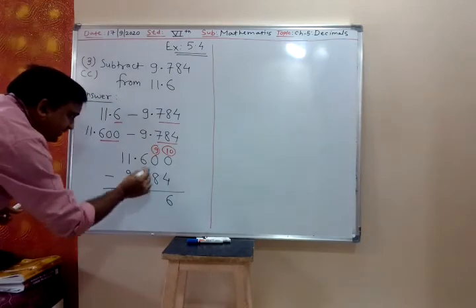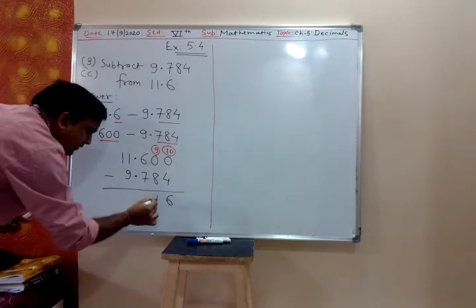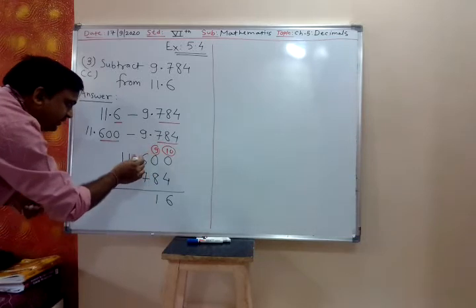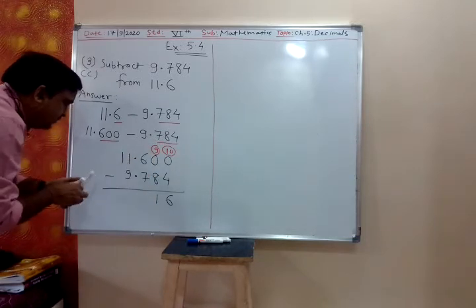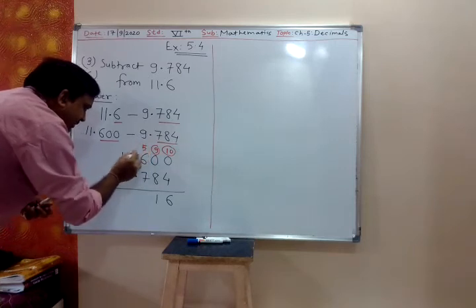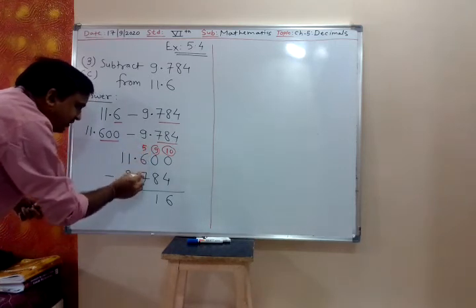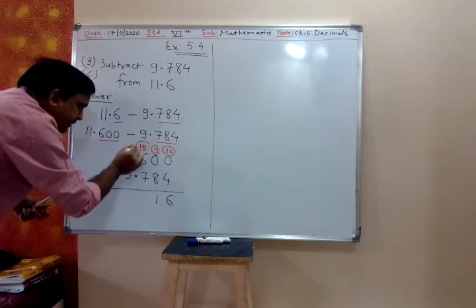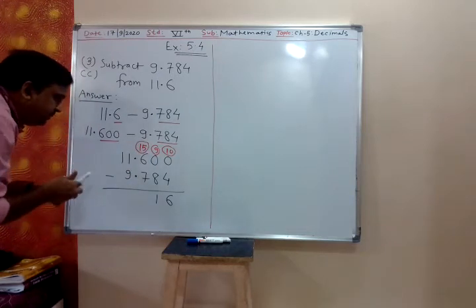9 minus 8 is 1. Then 1 is carried because it was 0. So this 6 becomes 5. Then 1 is carried. 5 is smaller than 7, so 1 is carried, it becomes 15. 15 minus 7 is 8.